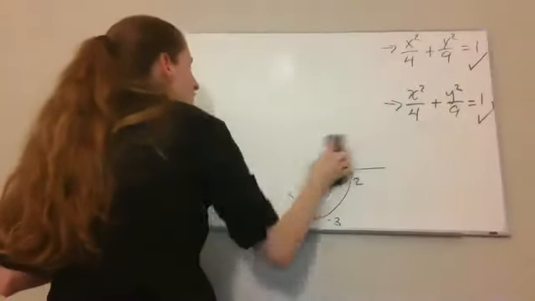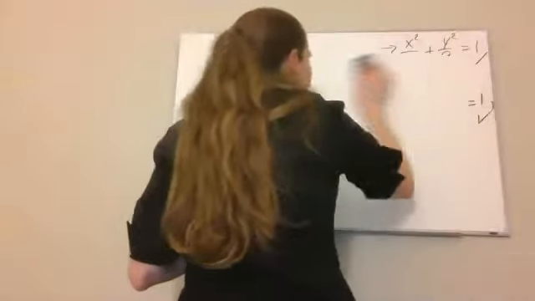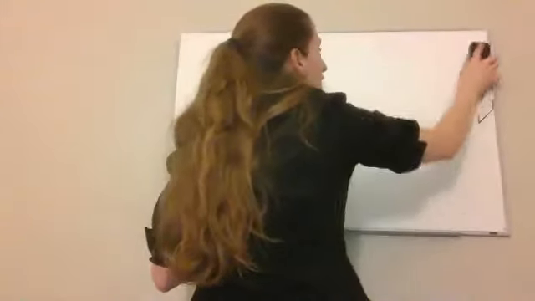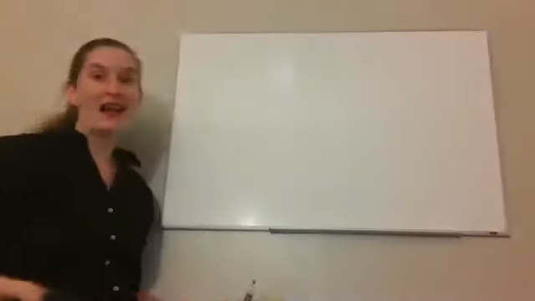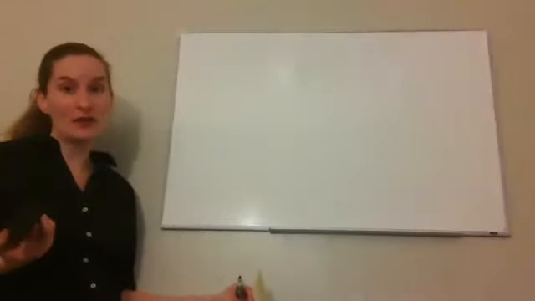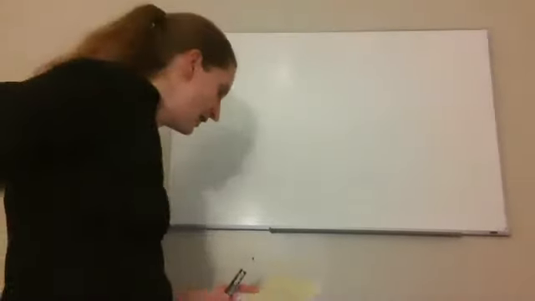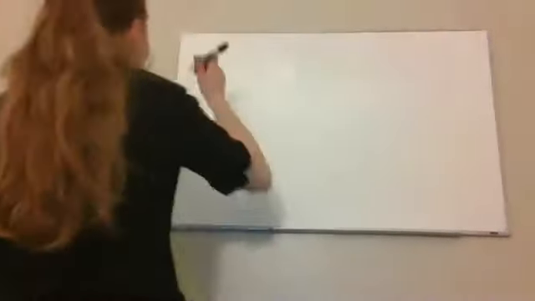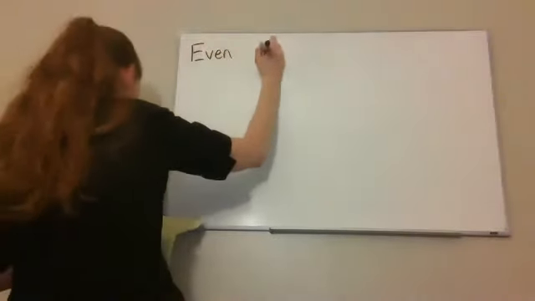So all we've talked about so far is symmetry for equations. Notice it hasn't said anything about it being a function or not, just equations. In fact, that last equation that we just checked was not a function because it didn't pass our vertical line test. But now we need to learn about some special types of functions. They're called even and odd functions.